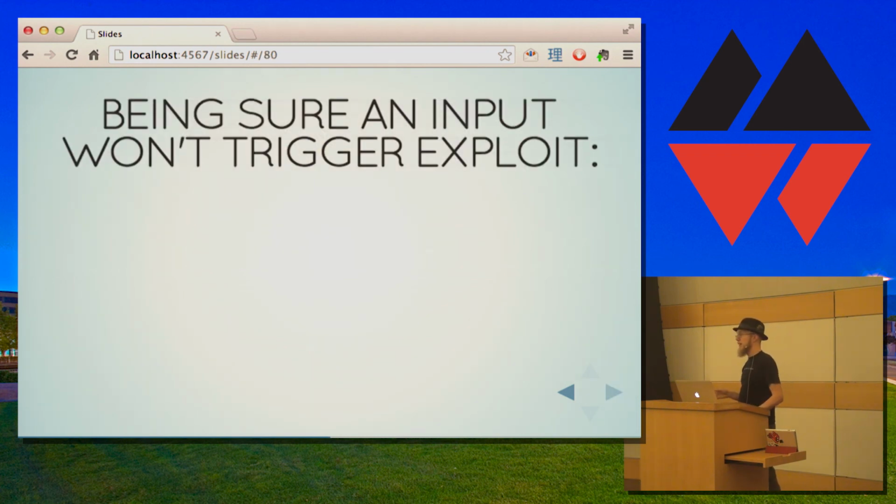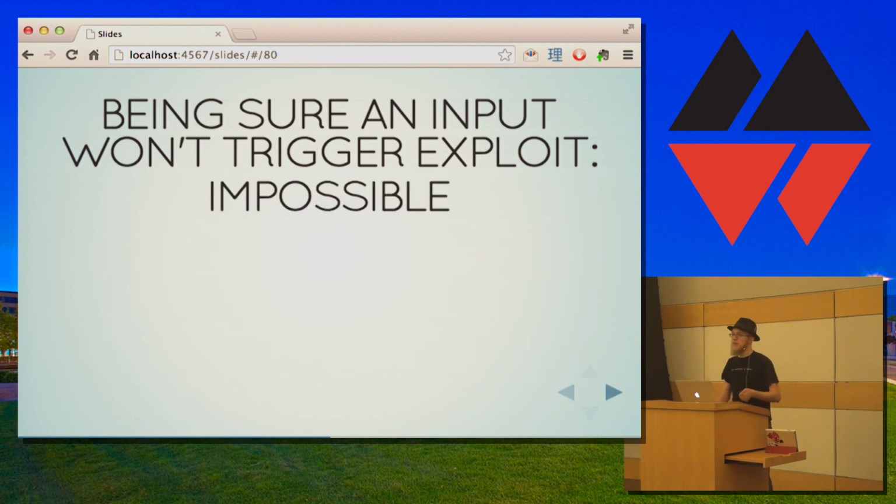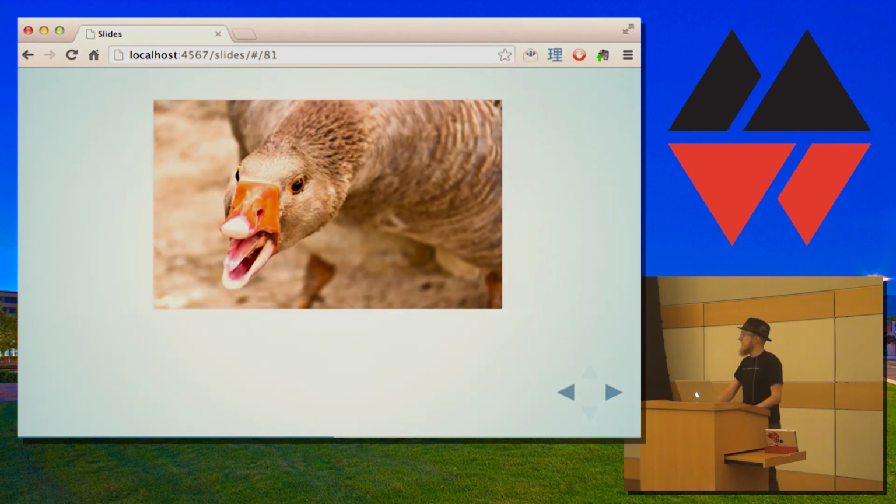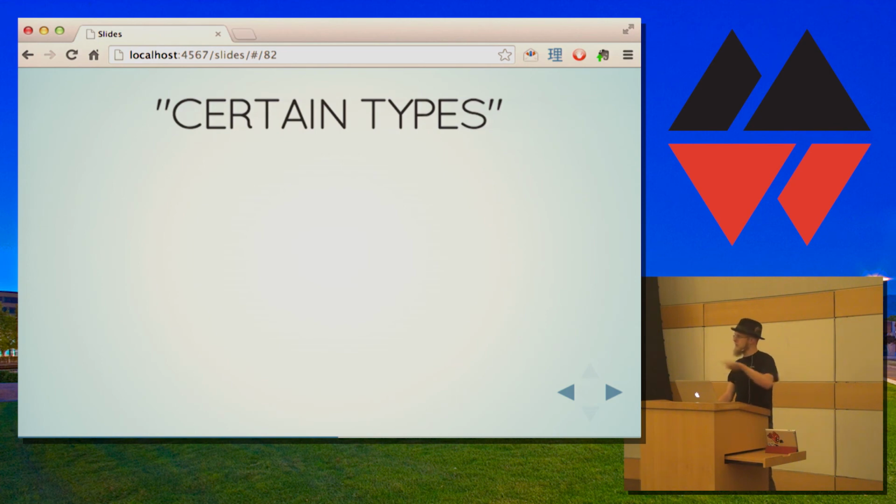So the other implication of that is that if you want to make sure that your application doesn't have any exploits in it, if you accept that kind of input, it's impossible, provably impossible, to secure your application. So yeah, that's pretty bad. It'll make you run around in circles. So certain types, that's kind of fun.